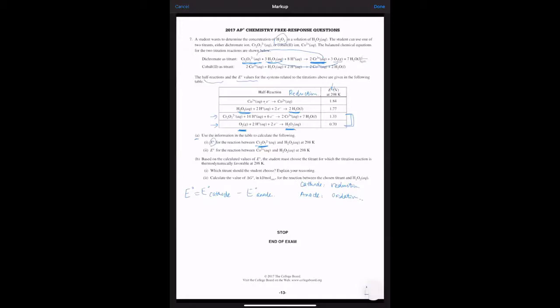dichromate, and then in this case we need to check which pair has the reduction reaction and which pair has the oxidation reaction. So we know that dichromate will have the reduction reaction. So that equals 1.33. So this is the dichromate, and minus the anode, or the oxidation reaction, that is 0.7. So 1.33 minus 0.7 gives you 0.63 volt. So this is E for the first reaction.